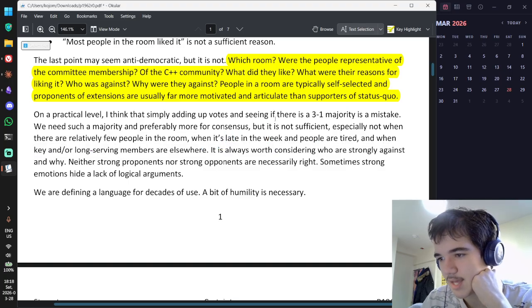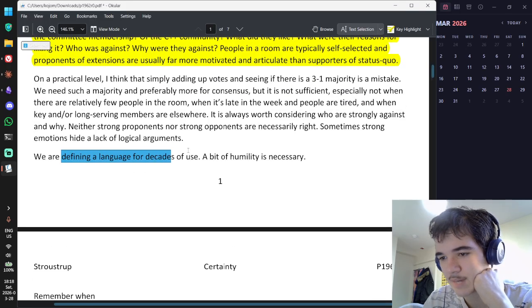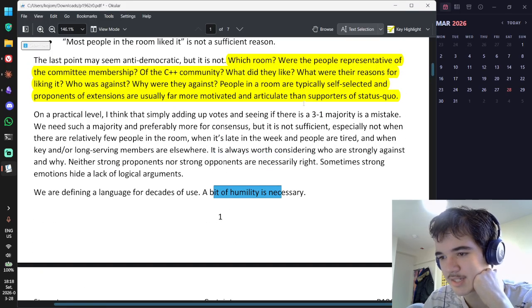That's interesting. This actually highlights something else. It is always worth considering who are strongly against and why. Neither strong proponents nor strong opponents are necessarily right. Sometimes strong emotions hide a lack of logical arguments. We are defining a language for decades of use. A bit of humility is necessary.